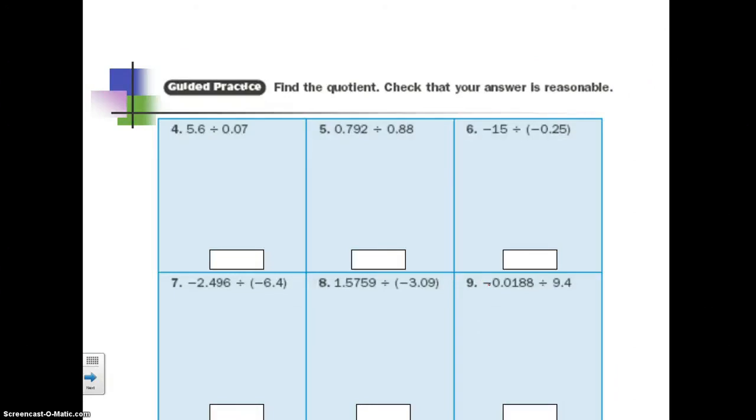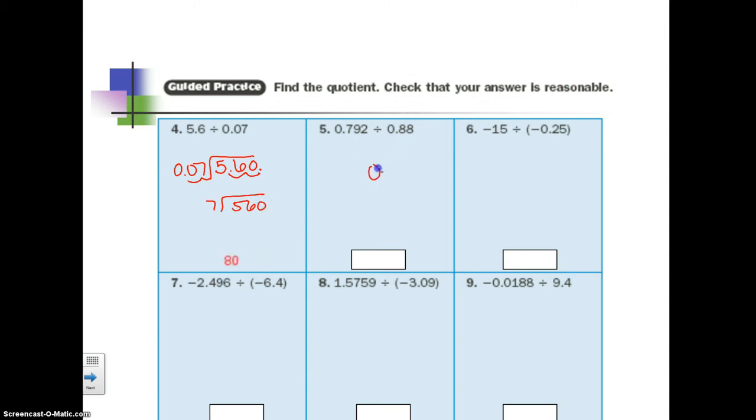Please pause the video and try 4 through 9. I'll set up the first problem for you. 5.6 inside, move it over twice, move it over twice, put a 0. So 7 into 560 goes 80.